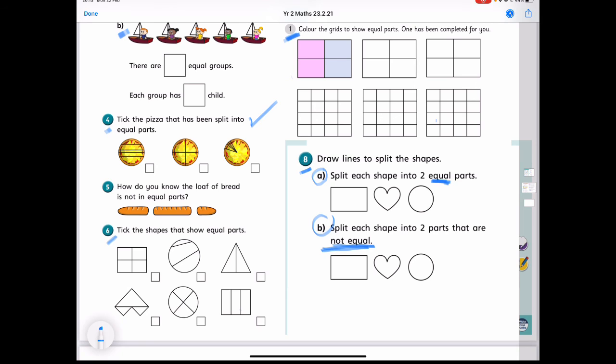And that is your learning for today. There is a challenge sheet as well if you fancy a challenge once you've done this sheet, but you don't have to do that one if you don't want to do it.